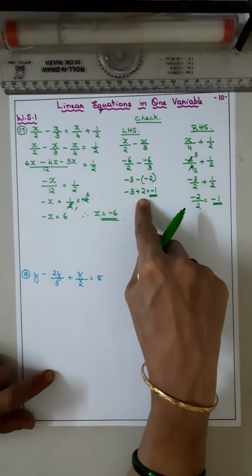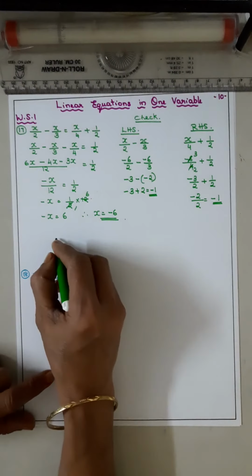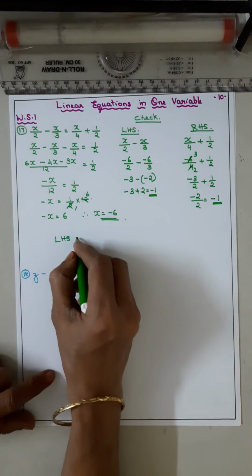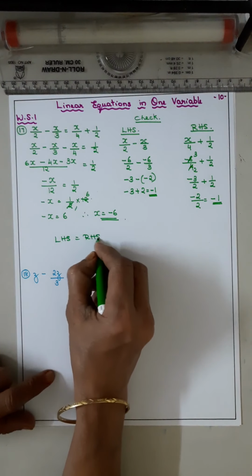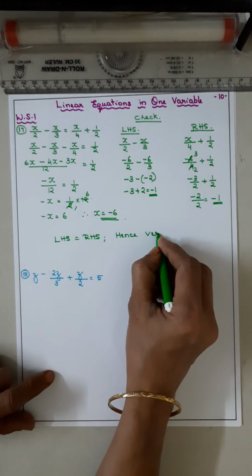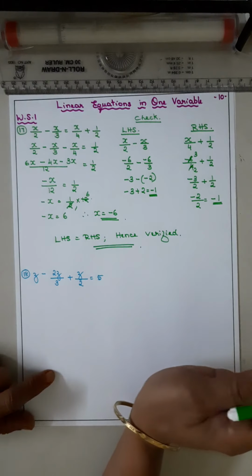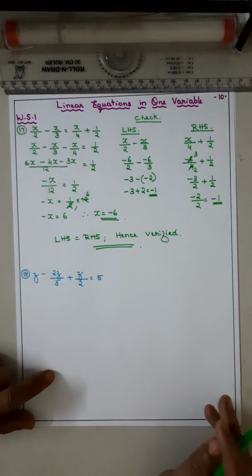So LHS is equal to minus 1. RHS is equal to minus 1. So LHS is equal to RHS. Hence verified. Is it clear?